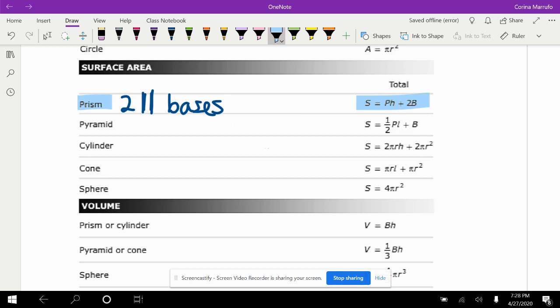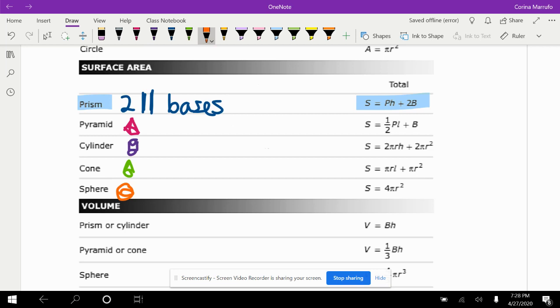Okay, then we have our pyramids. Remember our pyramids, they're going to meet up at one point, and then they kind of go down. We can have a square pyramid, a triangular pyramid. They're all different. We have our cylinder that looks like this. And then we also have our cone. Okay, it looks something like this. And then we have our sphere. So it's a little shape that's something like that. All right, it's like a ball shape.